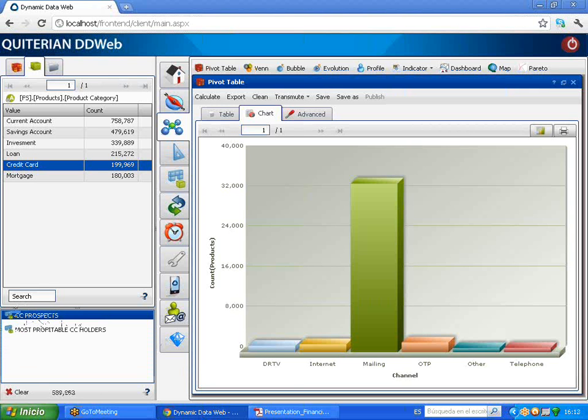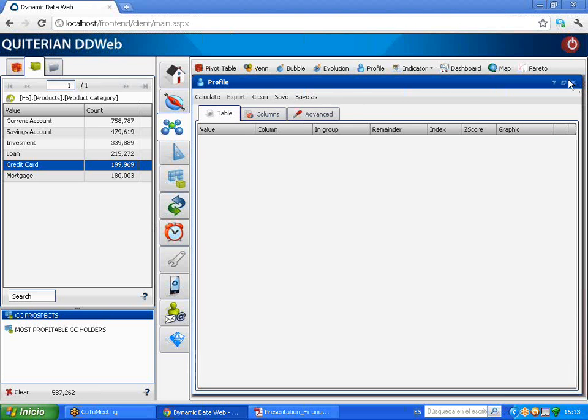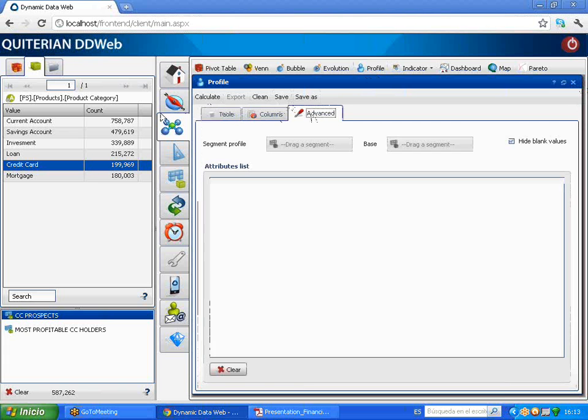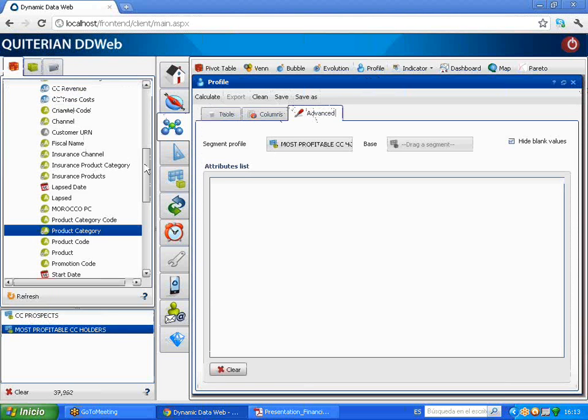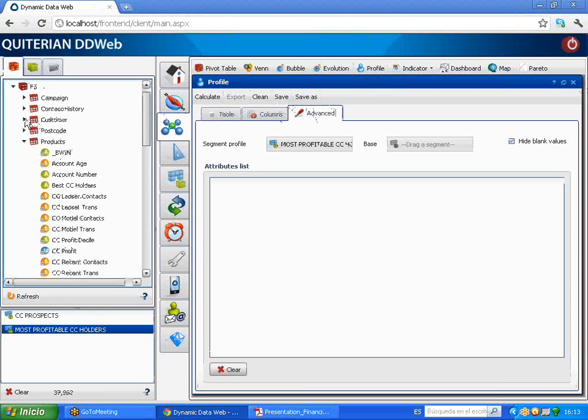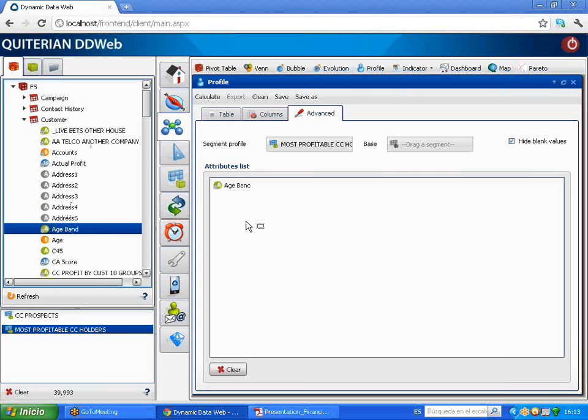Because as I said, there is more than 500,000, and probably I do not have enough money to make such a big campaign. So what I'm going to do is to analyze the profile using the profiling tool. I take the most profitable credit card holders, and I'm going to study them with their characteristics, like for example, the age band.